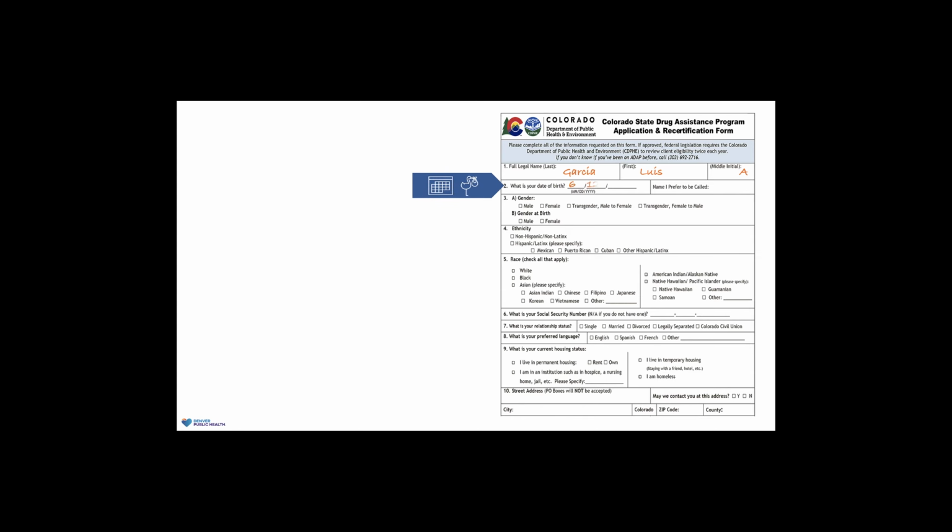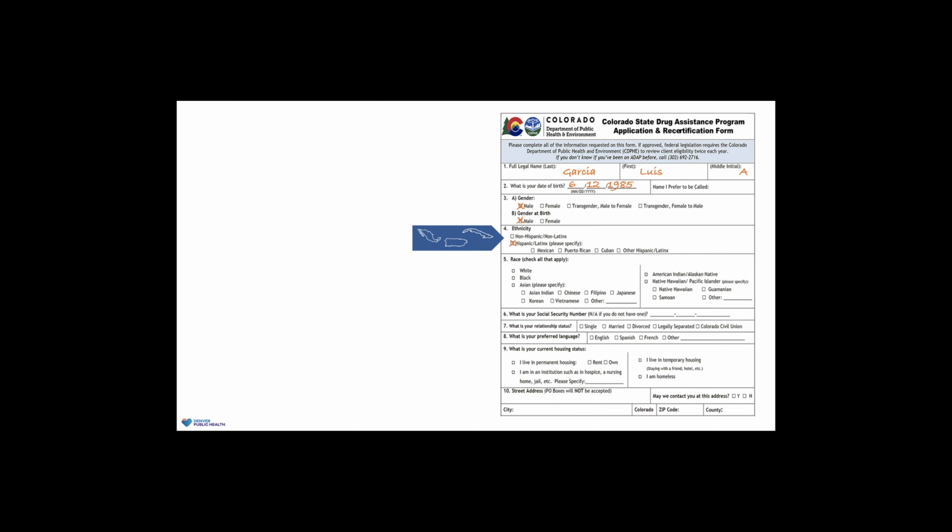Line 2, what's your date of birth, and put it in the format indicated. The month, followed by the day, followed by the year. Line 3, what is your gender identity or preference? Then, what was your gender at birth?